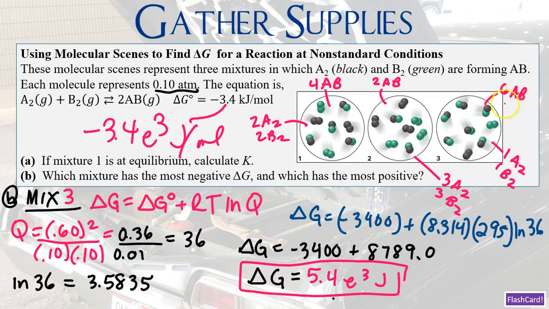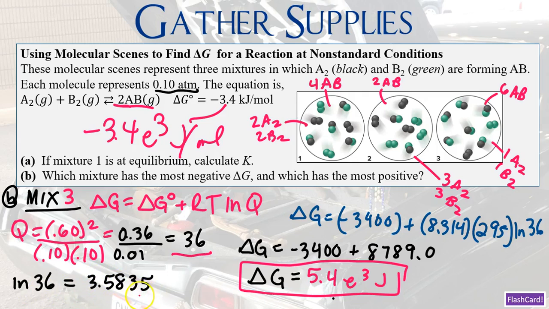We have 6 AB, so we have to take 6 and multiply by 0.1. That gives us 0.60 that we're going to raise to a power of 2 because there are 2 AB molecules in our overall reaction. We're then going to divide by 0.1 and also by 0.1 when we, of course, multiply these two numbers together. So we're going to get 0.36 divided by 0.01, and that simply is going to be 36. I'm going to go ahead and take the natural log of 36, which is equal to 3.5835.